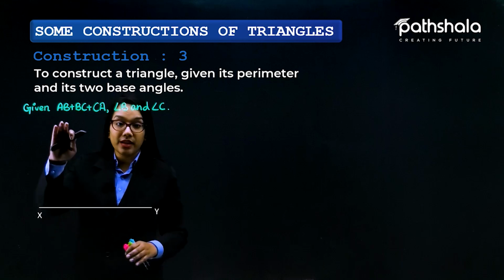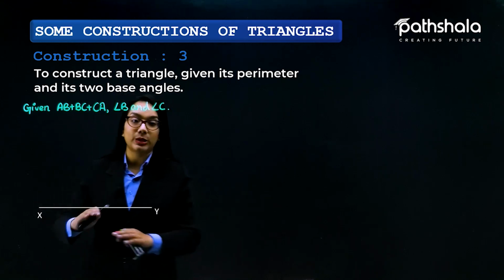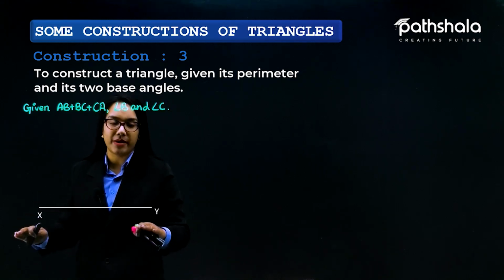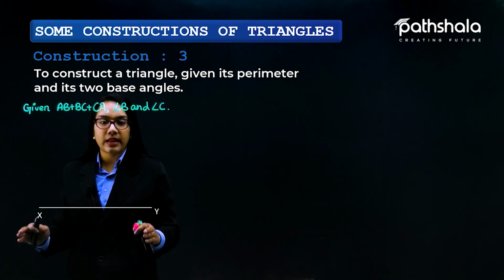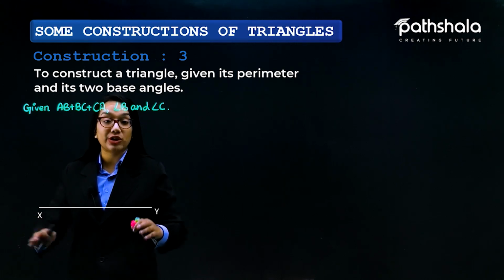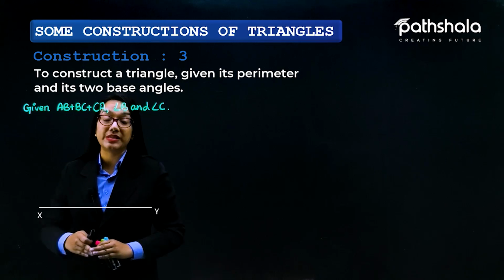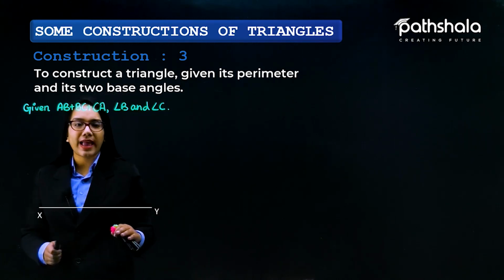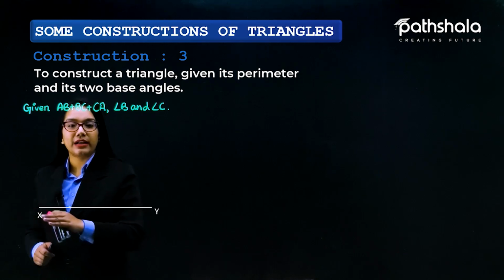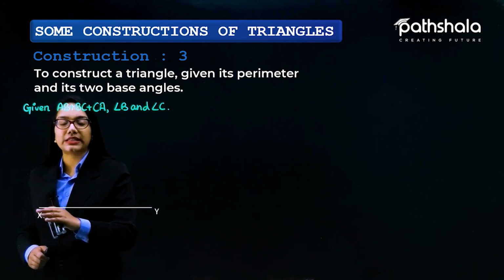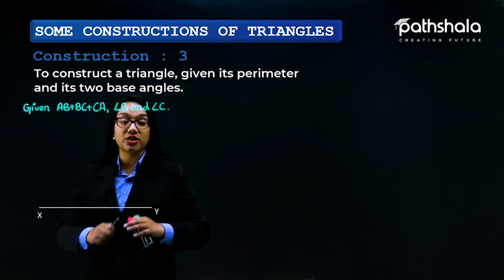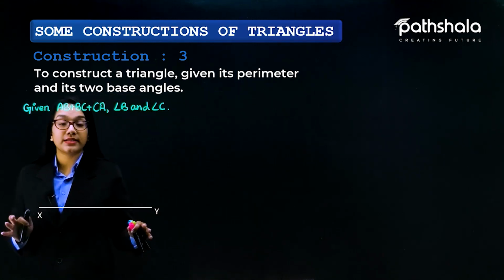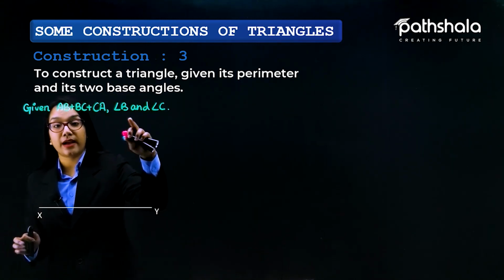So I'm taking AB plus BC plus CA as equal to the XY measure. I'm constructing this line segment whose measure is equal to the sum of all the sides, meaning it is equal to the perimeter of the triangle. Further, I am constructing an angle at the point X and at the point Y in such a way that these two angles are equal to the base angles, angle B and angle C.